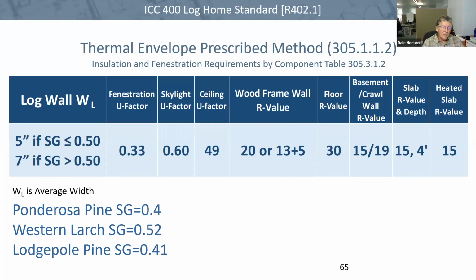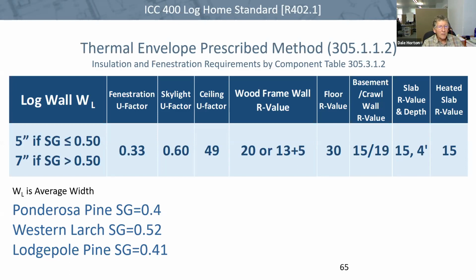So depending on the type of log it is, let's just pick an example. Let's assume it's a lodgepole pine. Then it would have a specific gravity of 0.41. That's less than 0.5. So the walls would qualify as long as the average width of the wall was at least 5 inches. If it was larch, which has a higher specific gravity, then the average wall thickness of all the logs would have to be over 7 inches. So it's not maximum thickness, it's average thickness.